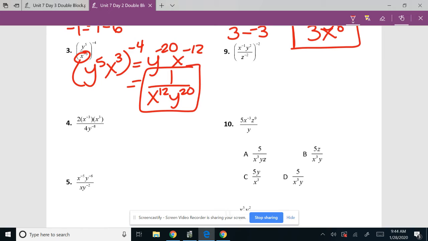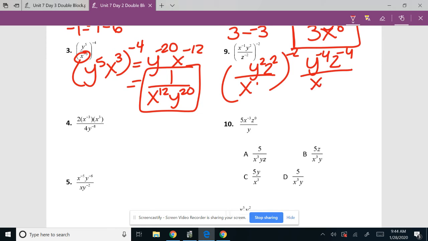Okay, we're gonna do this at number 9. We're gonna switch everybody around first. So y is 2, stays at the top. The x and the z is gonna come to the top because it's a negative already. Okay. Now we distribute. It's gonna be y negative 4, z negative 4, and x negative 2. That's a lot of negatives, but all we're doing is switching their spots. All the negatives at the top are going to come to the bottom, and all the negatives at the bottom are going to come to the top.